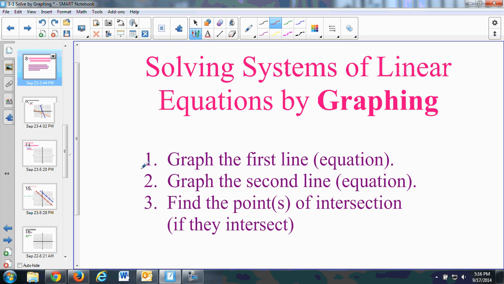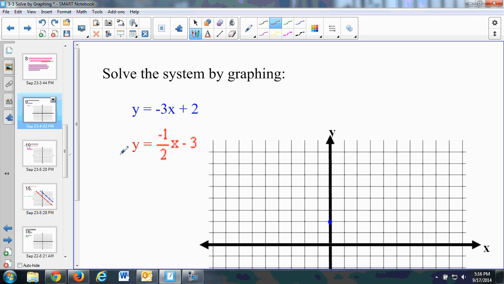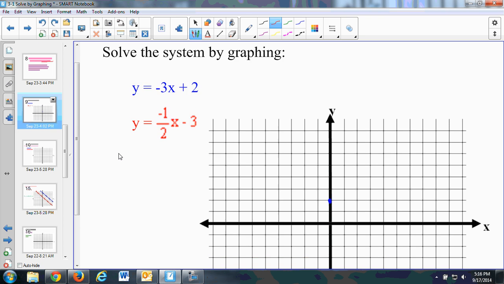Like I said, here's what we're doing. We're solving a system by graphing. First, graph the first line, graph the second line, and find the point or points of intersection, or if they even intersect. So let's graph this first. Right now, pause the video, try graphing on your own, and let's see what you come up with.